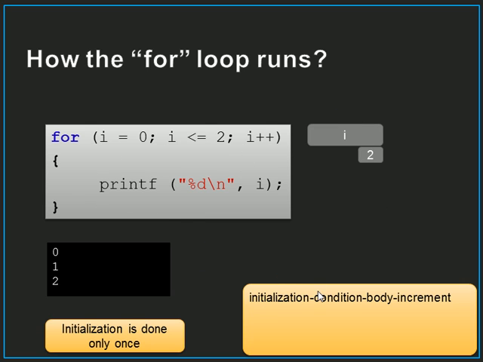When it comes back to execute for the second time, then only condition, body and increment. This is the pattern. And this pattern follows until the loop terminates.